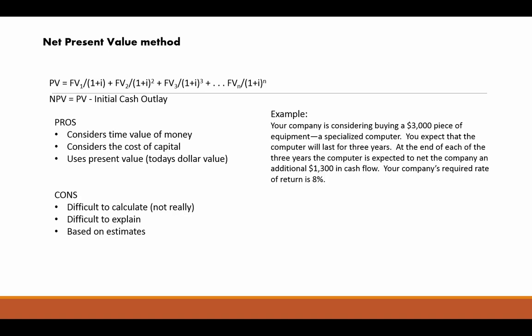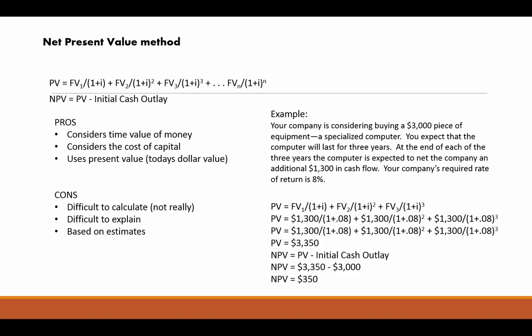All right, so the same example, the company considering buying the $3,000 piece of equipment, $3,000 spent now, and then $1,300 made, or an increase of $1,300 each year for 3 years. And now we can figure in that 8% too. So here's what it looks like. The present value is the future value of the first period, which is $1,300 divided by 1 plus the interest rate, plus the future value of the second period. In this case, it's the same in each period, right? $1,300 is the future value we expect to receive for this investment.